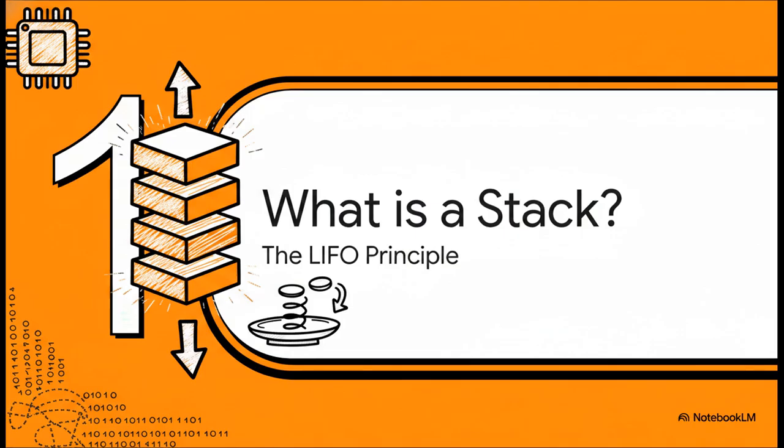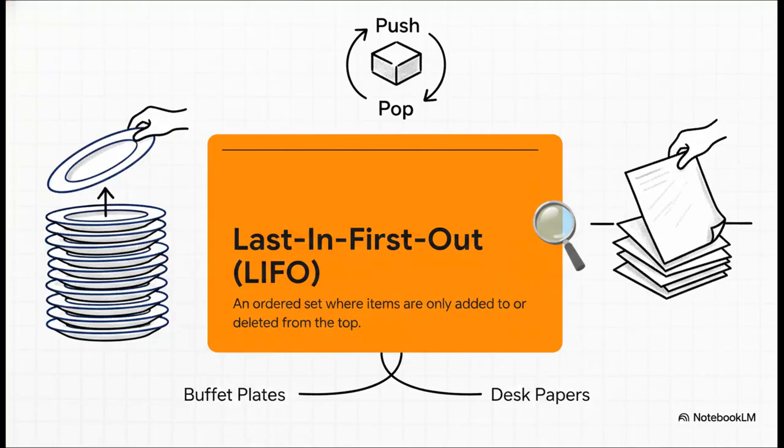Section 1. What exactly is a stack? Let's talk about the LIFO principle. At its absolute core, a stack is just an ordered set of elements where you can only access one item at a time. The absolutely crucial point here is that items can only be added to or deleted from the very top. This creates what we call a last-in, first-out list, or LIFO for short. You might also hear it called a push-down list.